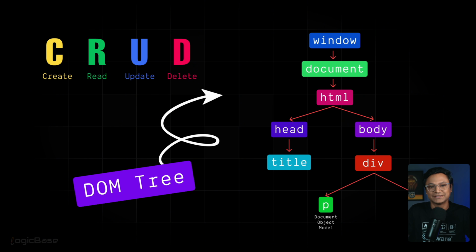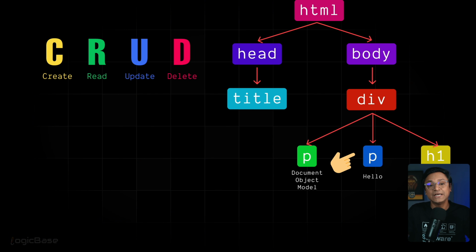Makes sense, right? We know that the C in CRUD stands for create. Inside the DOM, we can create a new element. For example, we could make a p tag element and put the text hello inside it. That's what we call a create operation. And we can also perform read, the R in CRUD. For example, we can read the text inside an h1 element if we want.